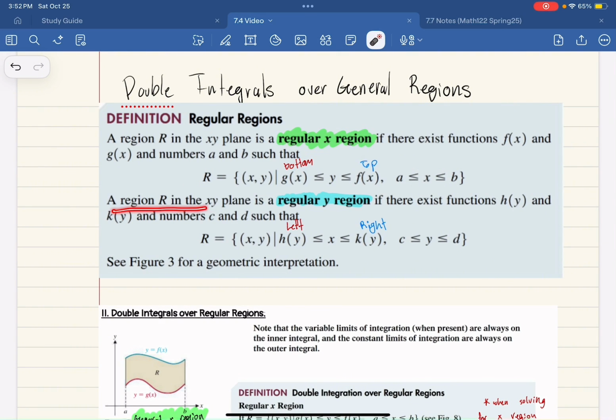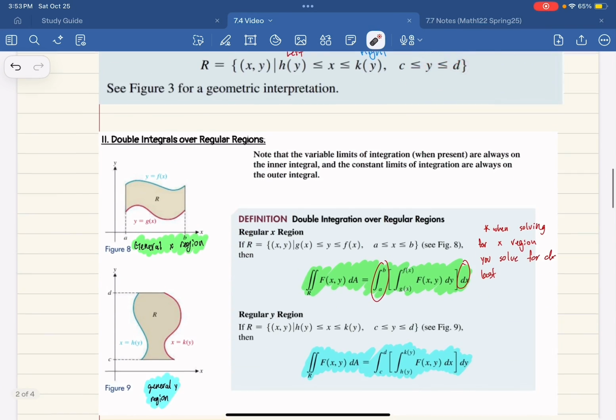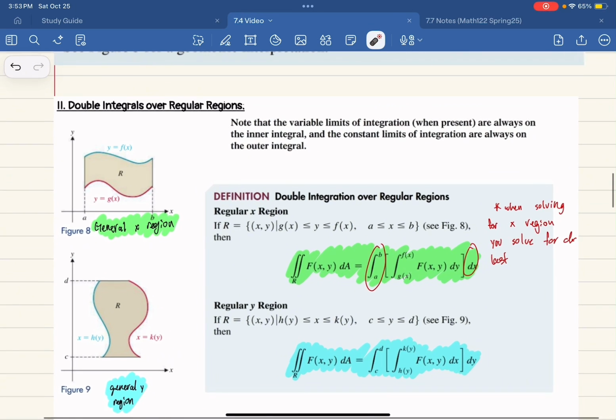And then a region R in the xy plane is a regular y region if there exist functions h of y and k of y and numbers c and d such that R equals the left function is less than the right. You will see that. And then c is less than or equal to y, as y is less than or equal to d. And so here again, double integration.